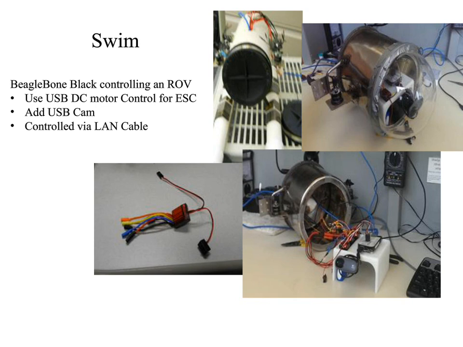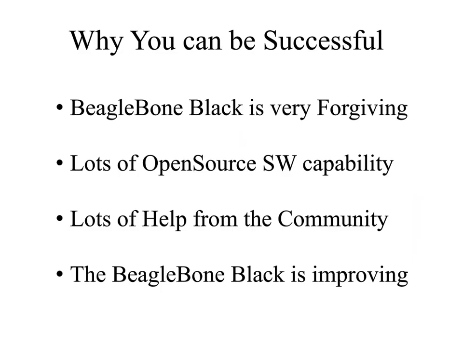Let's see. So a neat thing, and one of the things I tell everyone who comes to me and talks about their projects, is that you can be successful. The BeagleBone Black is very forgiving. It is pretty hard to destroy it. We have had one case where we actually destroyed a BeagleBone Black in all of our projects, but it's very, very rare to do that. There is a lot of open source software capability out there, and there's lots of help from the community. So it's quite easy to go on and see what's going on with other projects. People are very willing to help. And the BeagleBone Black itself is improving, and it's making itself even easier to use in your projects.